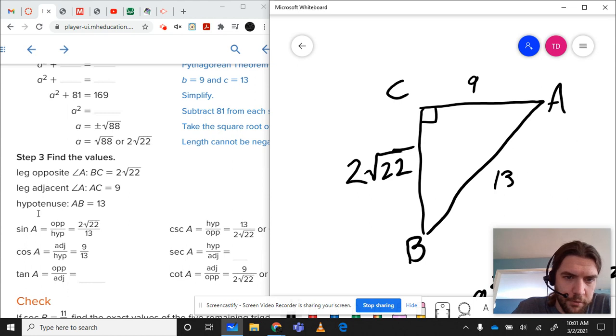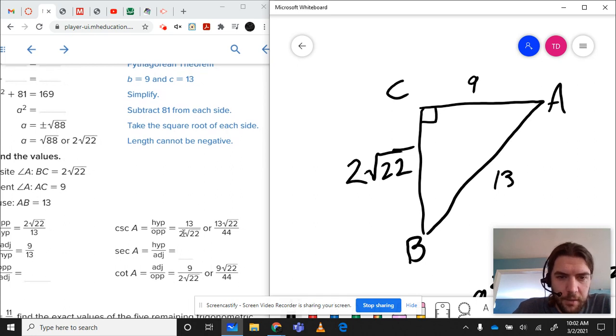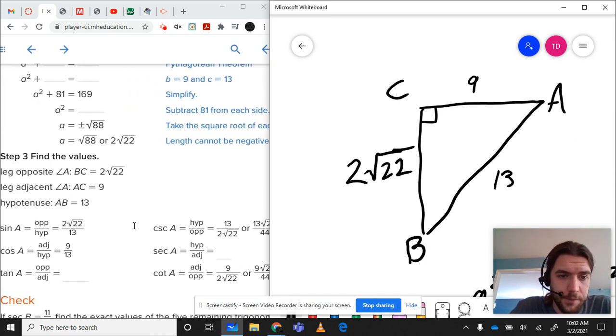Cosecant is our flipped over sine. So it's just this one upside down, 13 over 2 root 22. They change it to this, 13 root 22 over 44. That's called rationalizing the denominator. Typically, it's a convention that we don't leave radicals on the bottom of fractions. So to get rid of that, we'd multiply by root 22 over root 22, a different way of multiplying by 1, and that'll get rid of the radical in the denominator.